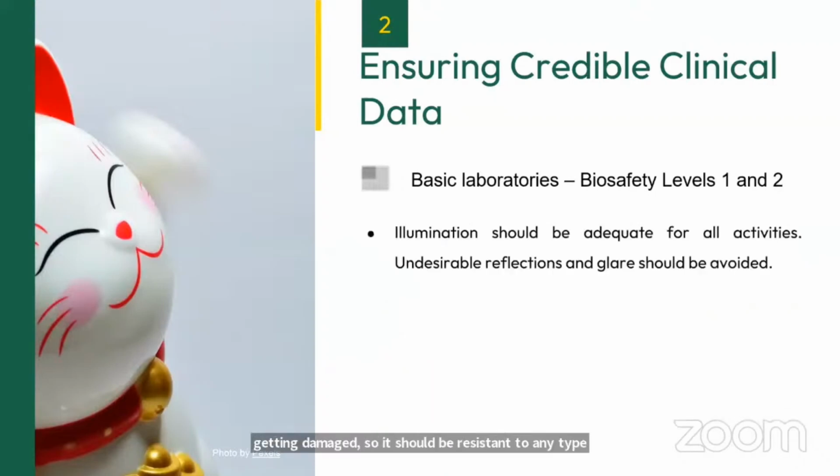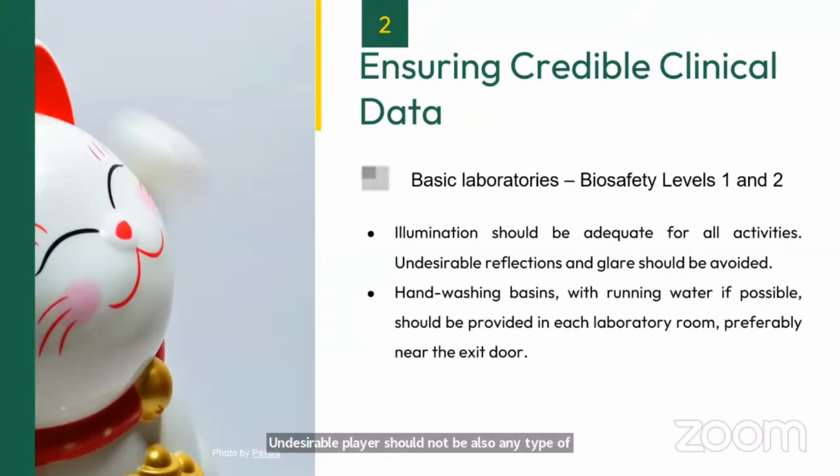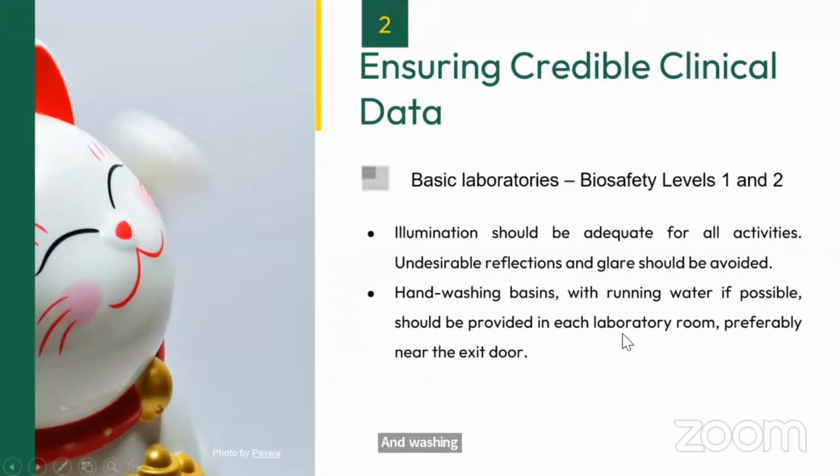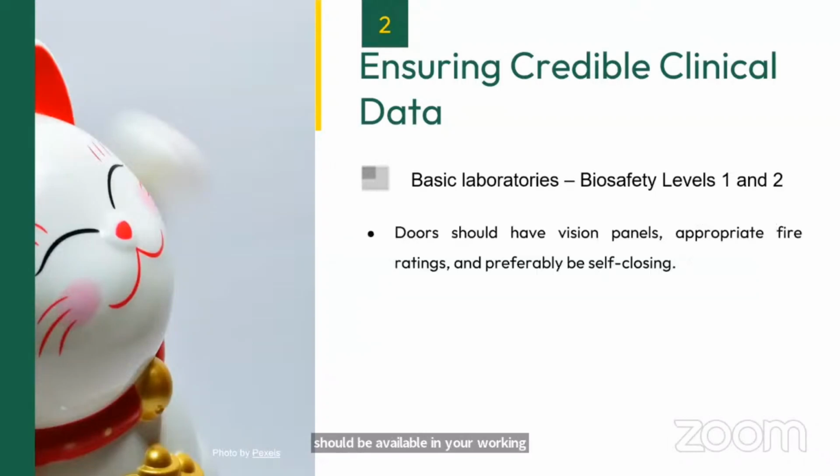Illumination should be adequate for all the activities. Undesirable reflections and glare should not be there. Any type of different colored lights are not at all recommended in your laboratories. There should be adequate illumination. Hand washing basins with running water, if possible, should be provided in each laboratory room, preferably next to the exit door. So before exiting, you should be able to wash your hands. Wash basins should be available in your working area near your exit doors.